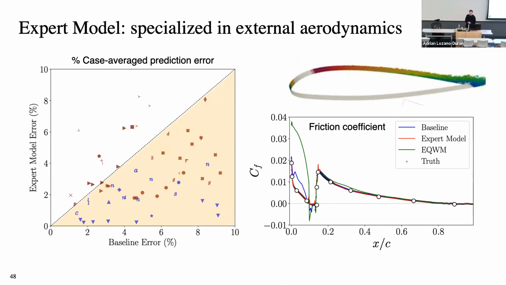Then the other case, the green, is EQWM, the equilibrium wall model. It will give you that line that tends to be off. And then the baseline model was doing a better job than the traditional model, but still in the laminar part it didn't work very well. If you think of this airfoil, there is a laminar part close to the leading edge, and then it becomes turbulent. And then the expert model is improving on that.